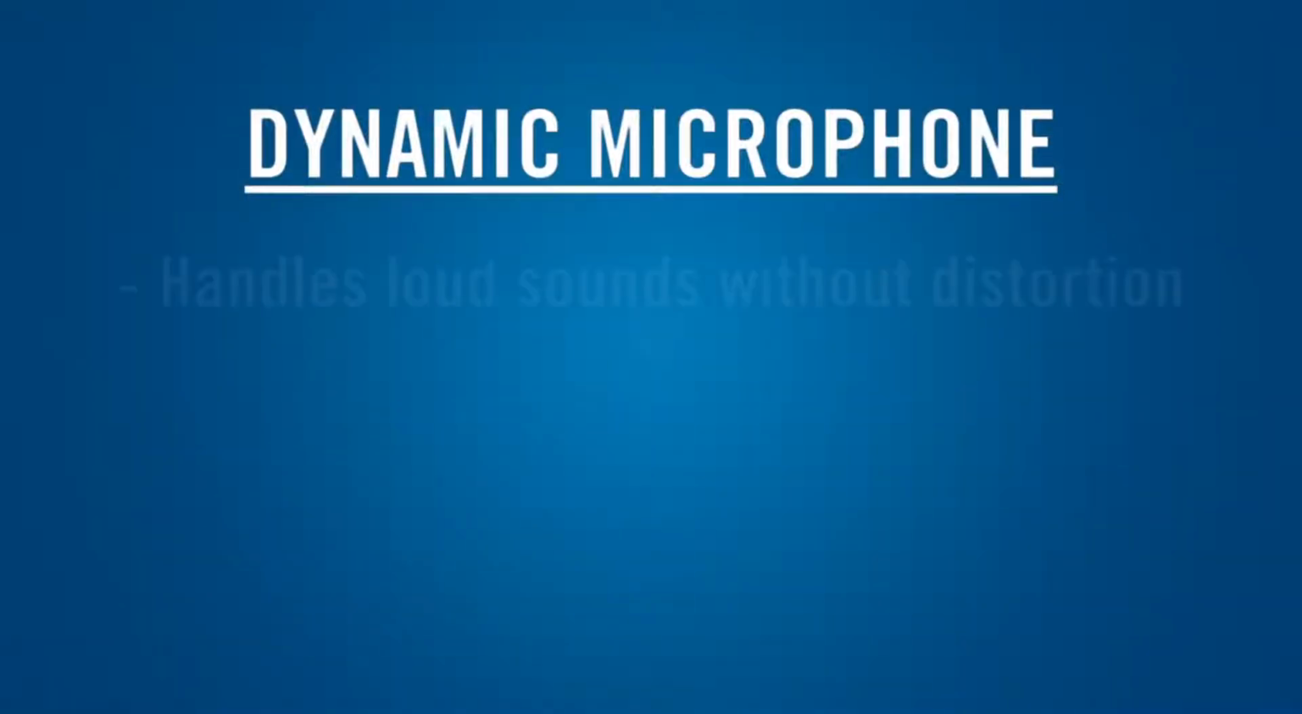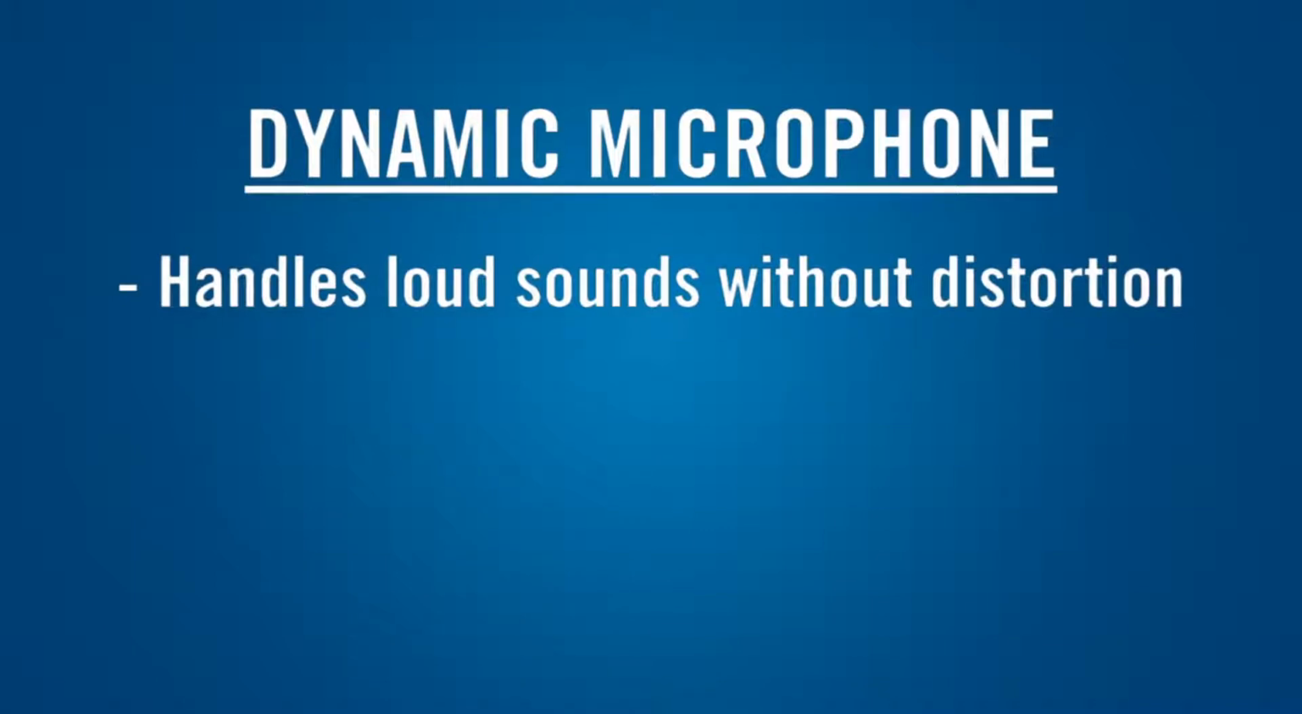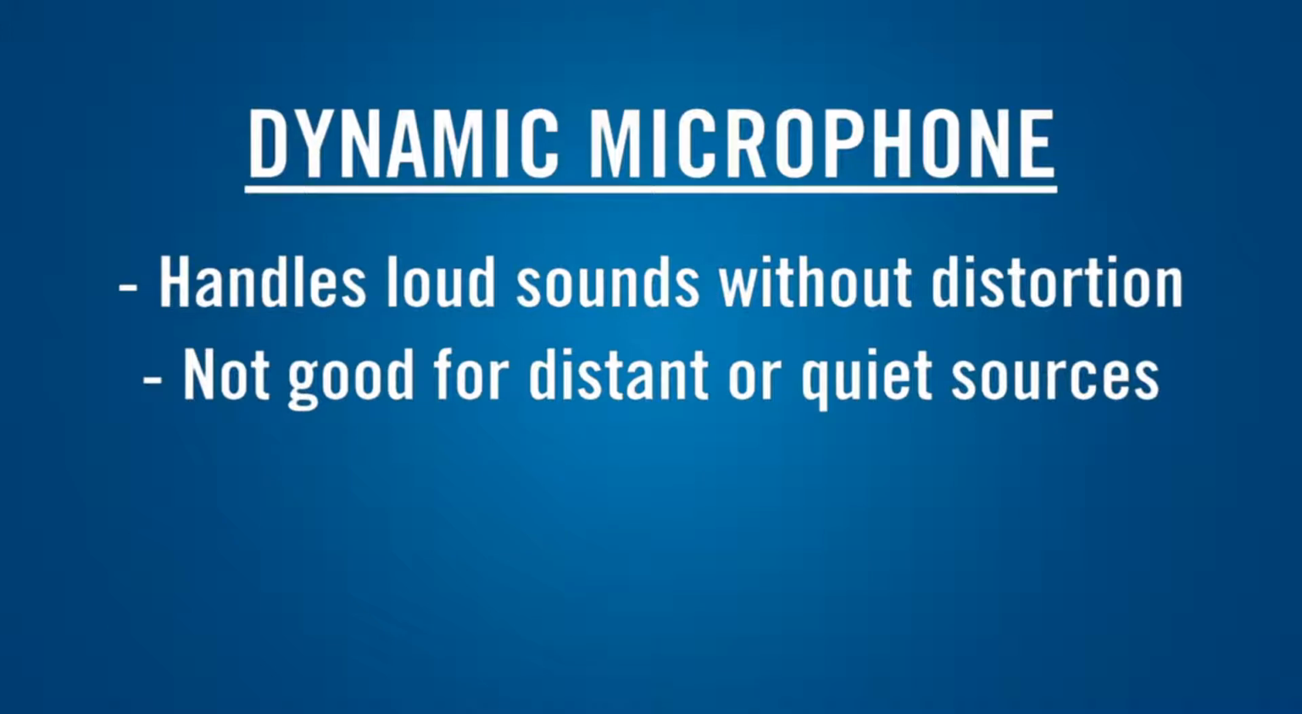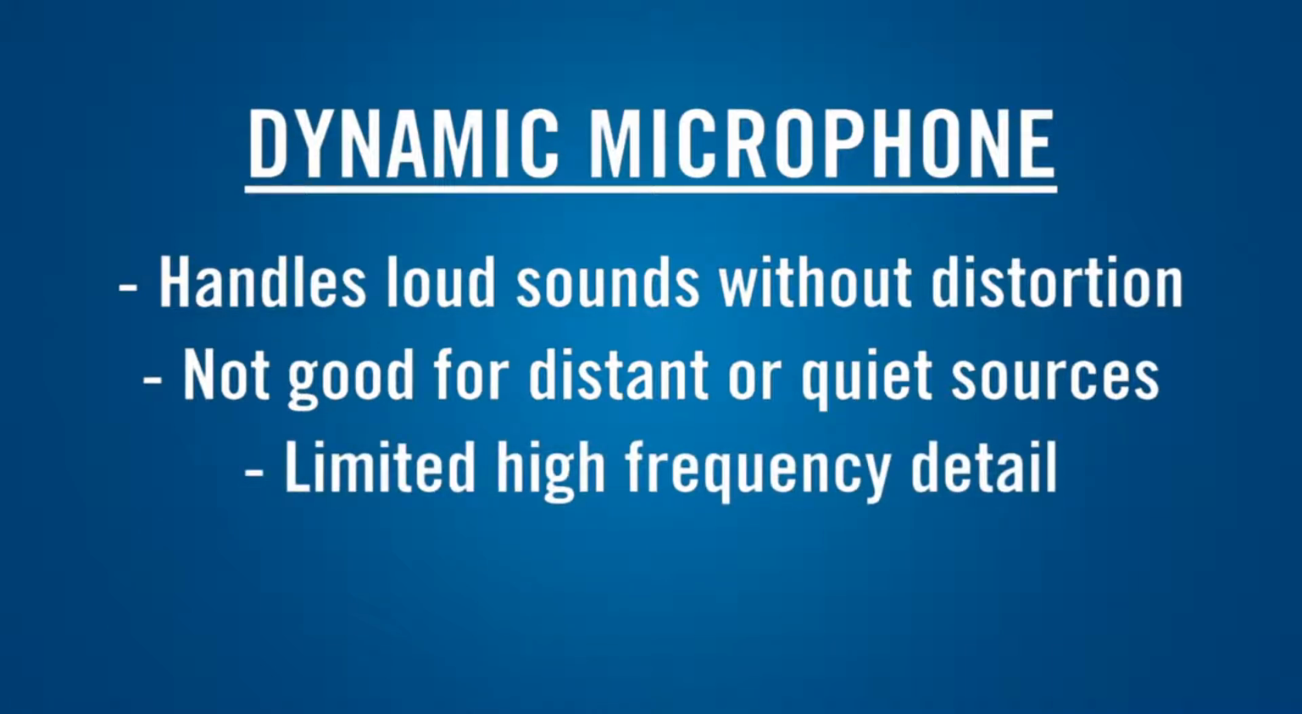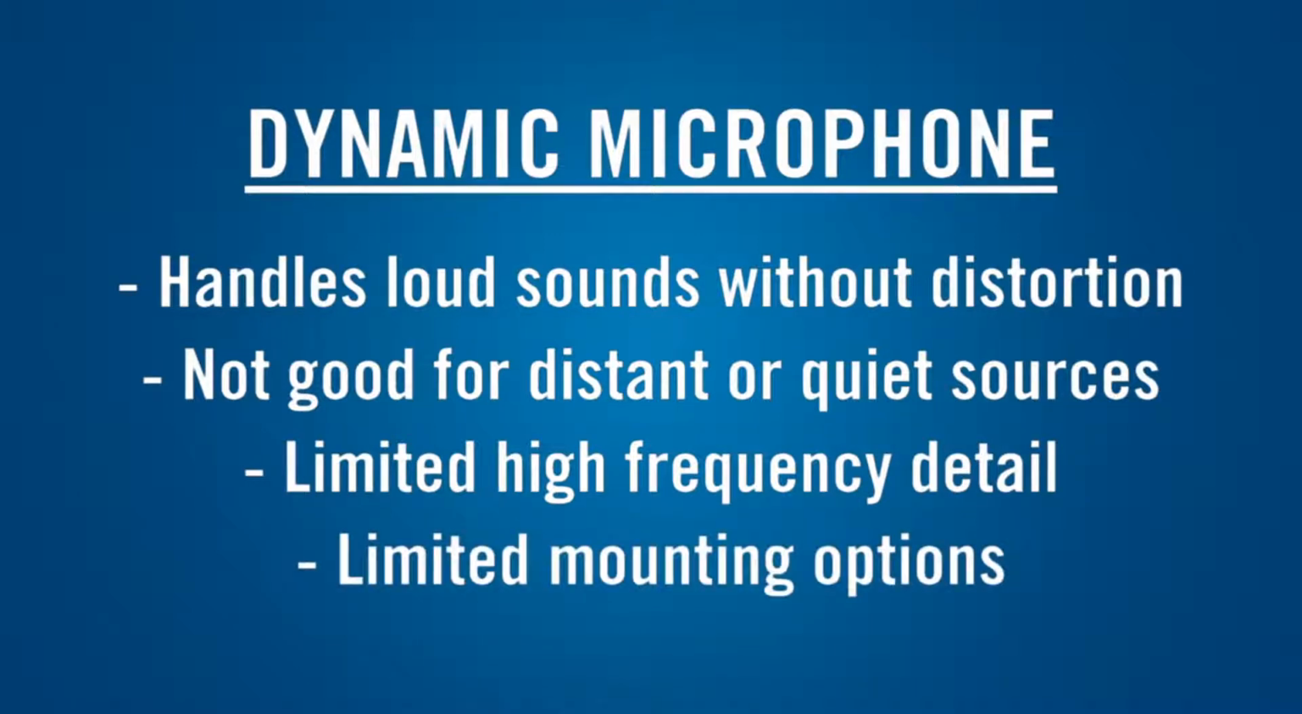Dynamic microphones can handle even the loudest sounds without overloading, but this also means that they're not well suited to distant miking of quiet sources. Because the sound waves have to move the mass of the diaphragm and the voice coil, they usually have limited high-frequency detail, so they're better for vocals or horns than for stringed instruments. The size of the magnet makes it difficult to make a dynamic mic very small, which can limit your mounting options.